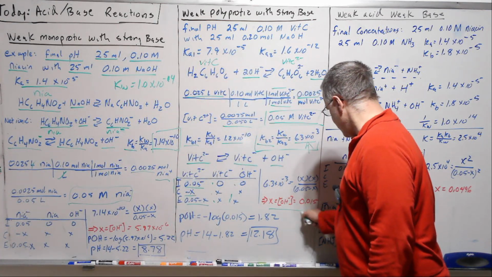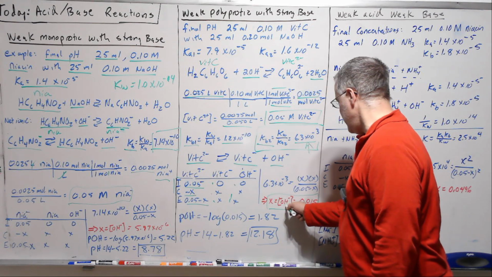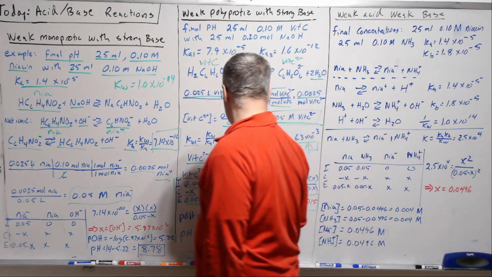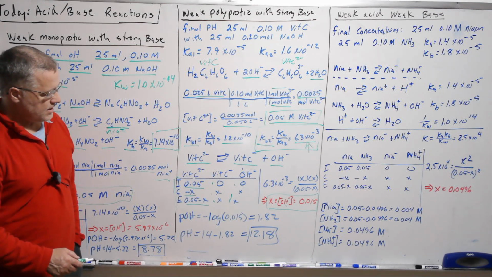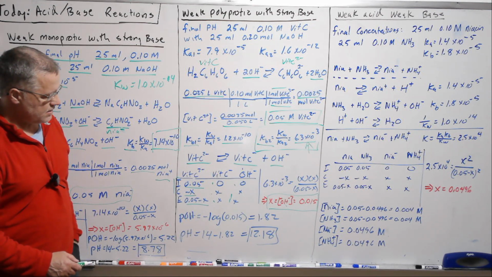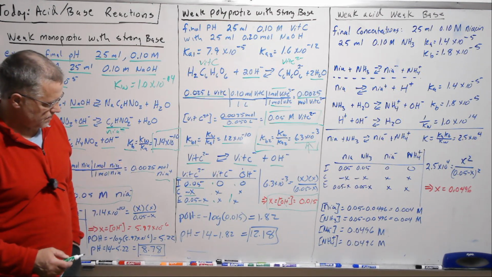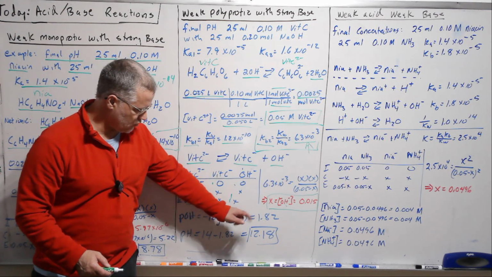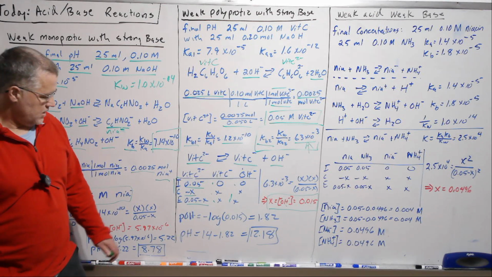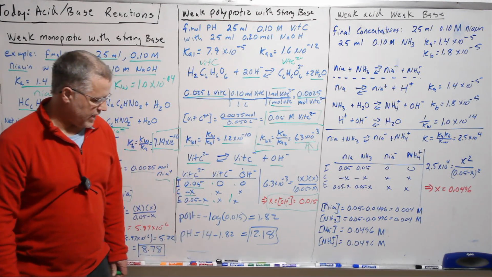So now the physical value for x, which is representing the OH minus concentration, is 0.015, and we take the log of that, we get 1.28. So 14 minus 1.28 is 12.18.